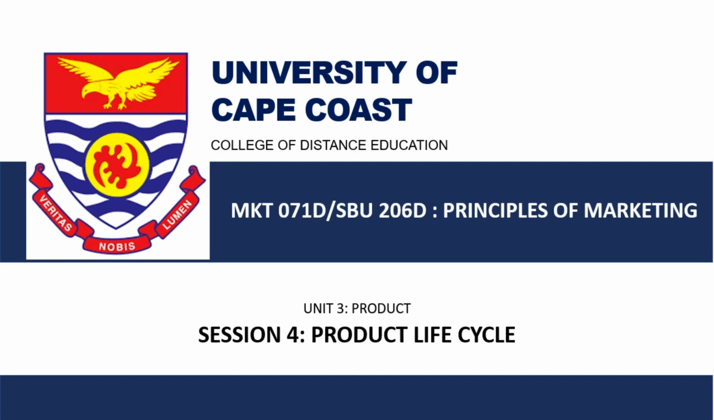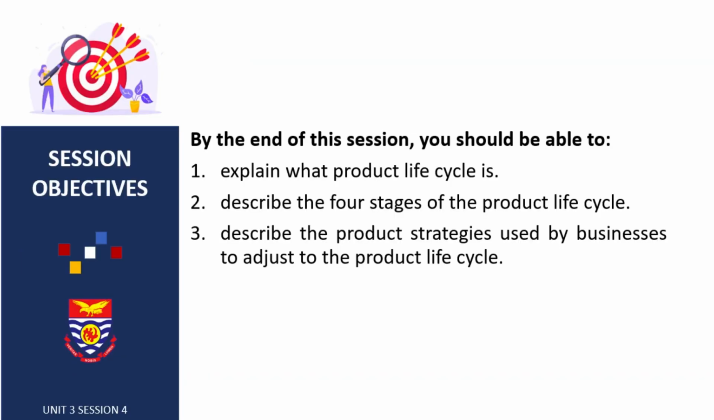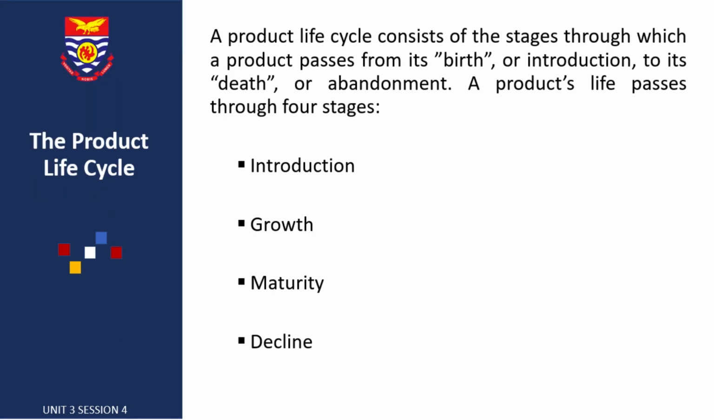We are going to look at Unit 3, Products. Under Unit 3, we are looking at Section 4, the Product Life Cycle. By the end of this session, you should be able to explain what product life cycle is, describe the 4 stages of the product life cycle, and describe the product strategies used by businesses to adjust to the product life cycle.